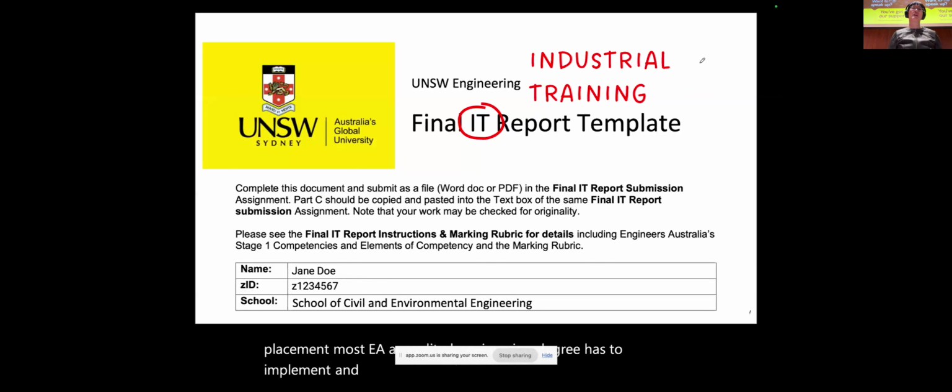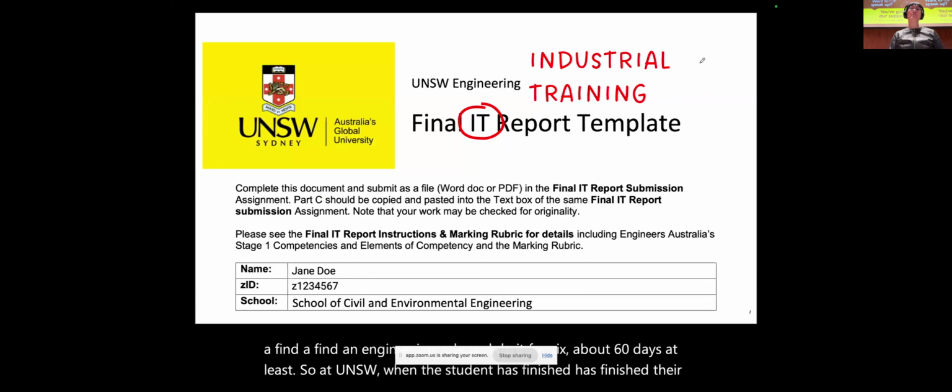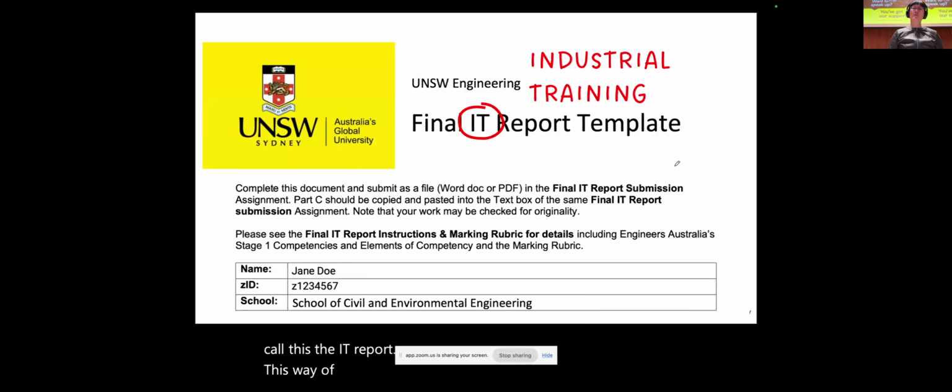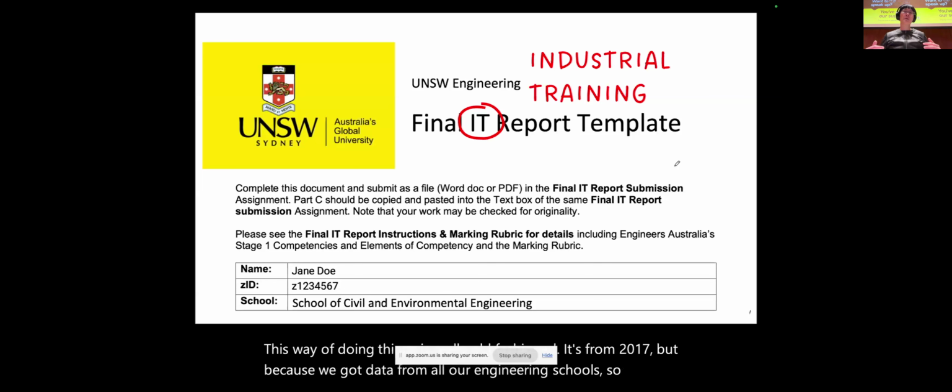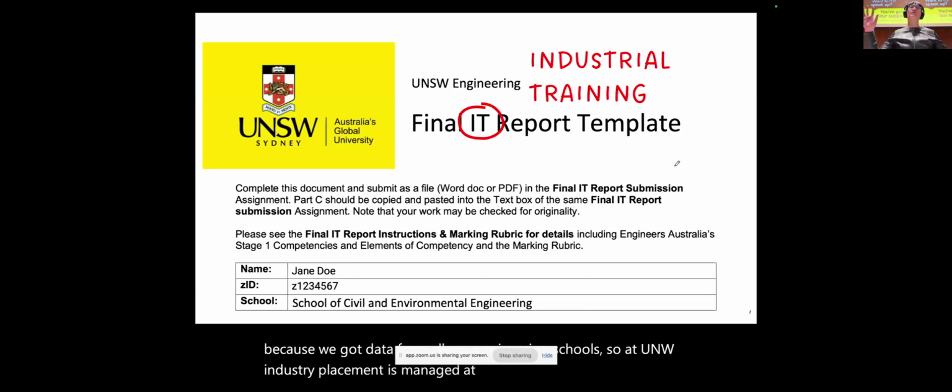What that means is the student has to go out, find an engineering role and do it for at least about 60 days. So at UNSW, when the student has finished their placement, they come back and write a report for us, and we call this the IT report. This way of doing things is really old-fashioned. It's from 2017, but because we got data from all our engineering schools, so at UNSW, industry placement is managed at the faculty level, we got the same report from each school, and we thought, I wonder what's in there, because we don't all mark the report together. We mark our report separately within our school.